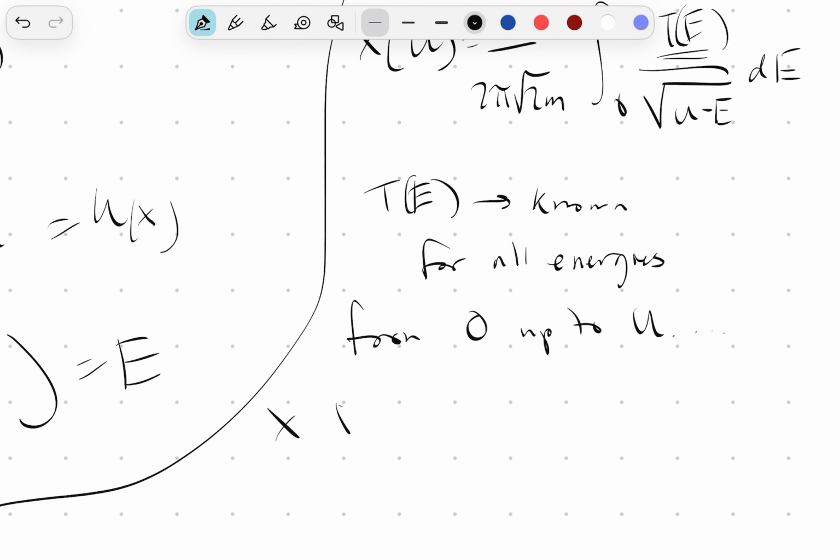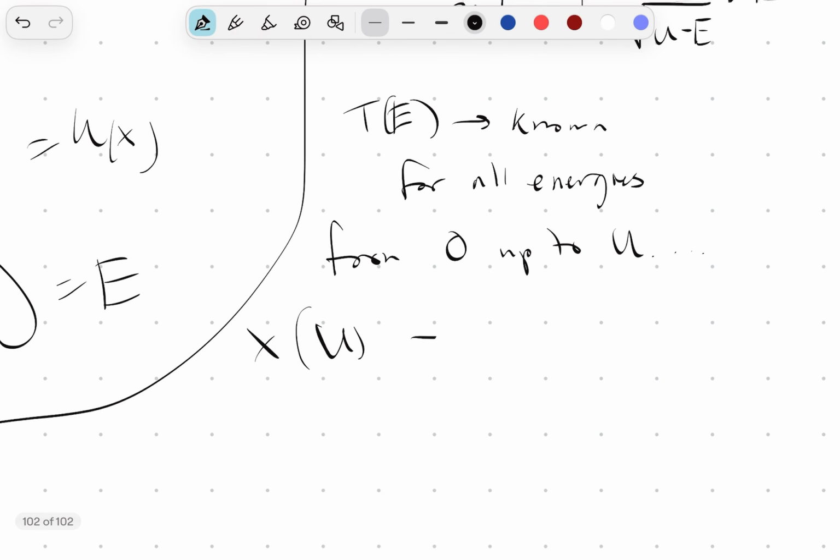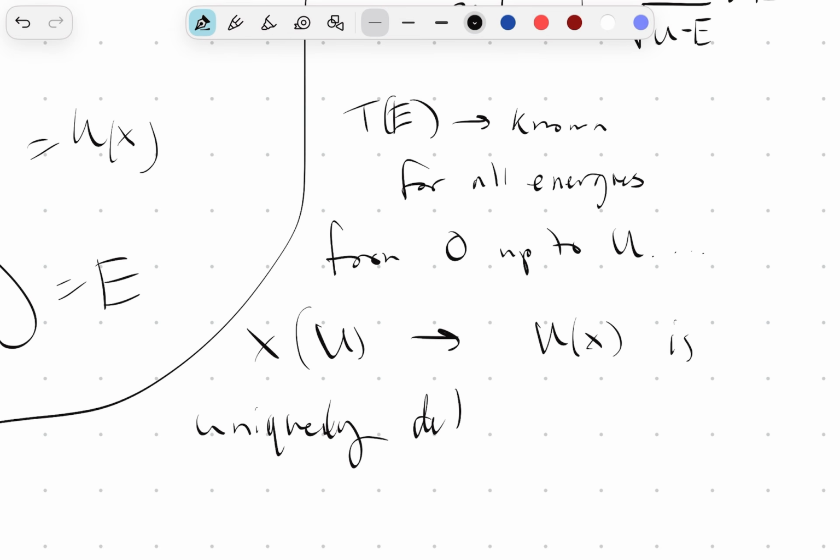And the function x of u, the inverse function u of x, is uniquely determined. All right? So this function here, the inverse function as well, both of these are uniquely determined.